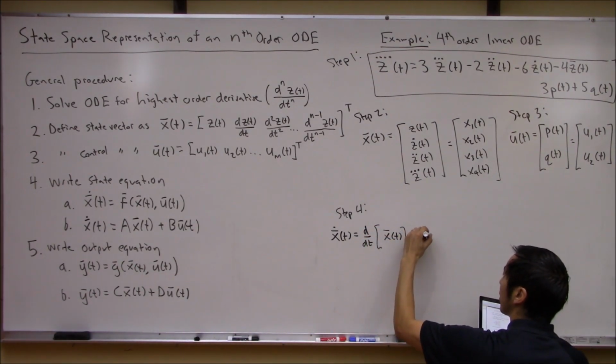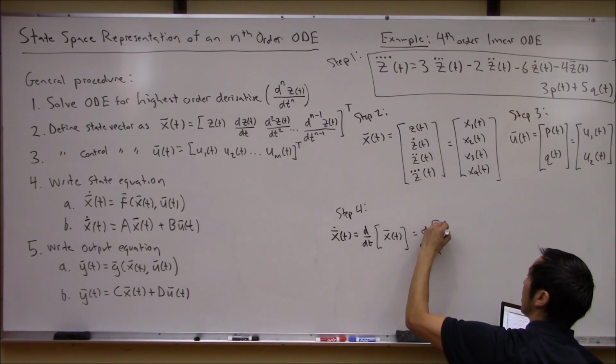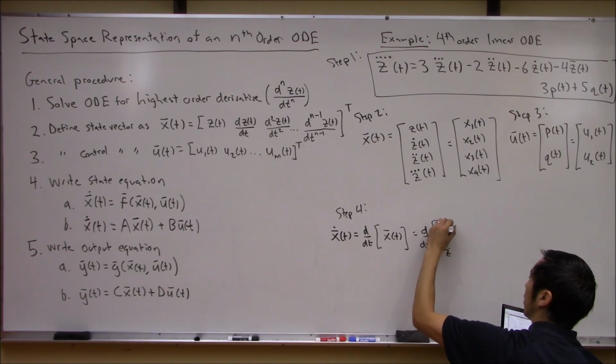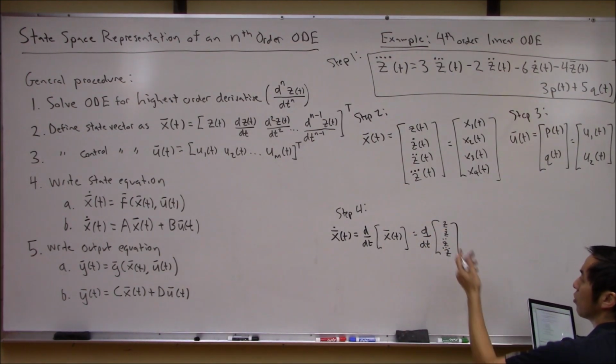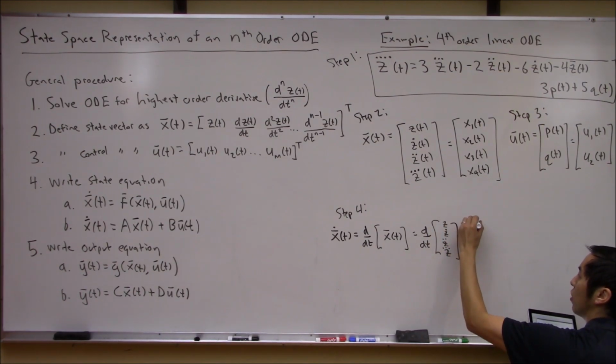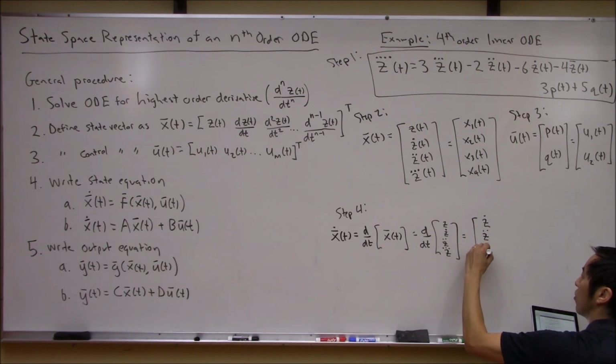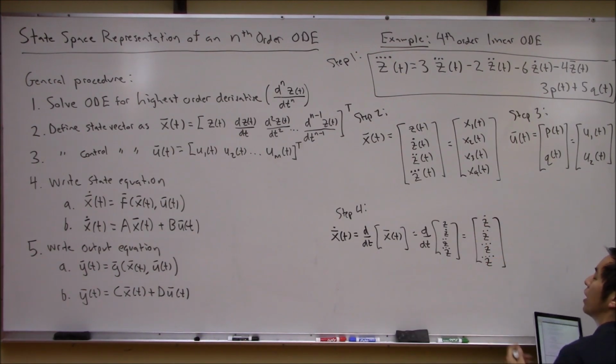Wouldn't you agree this is the same thing as d/dt of the state vector? It's this thing right here: z dot, z double dot, z triple dot. Now if I just take the derivative, I just need to add one dot to each one of these signals. So this is now z dot, z double dot, z triple dot, and z quadruple dot.